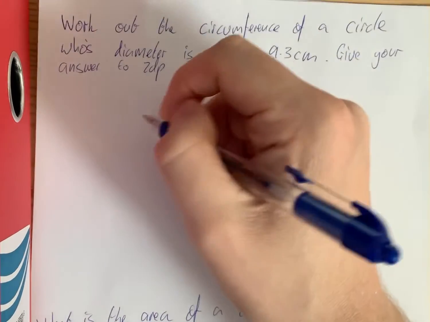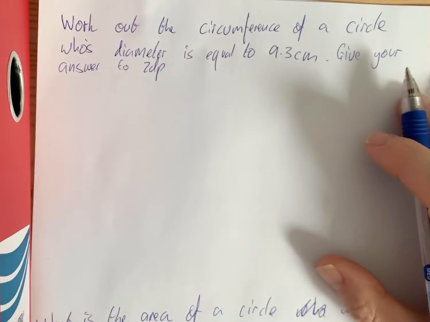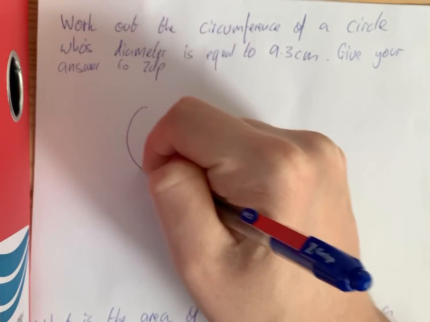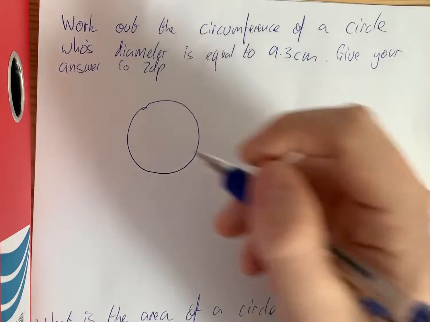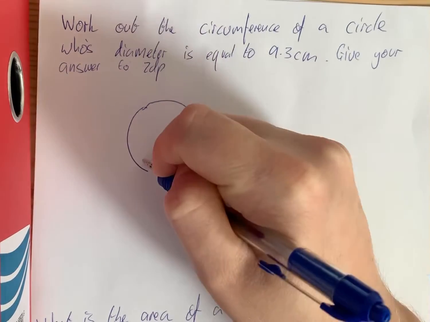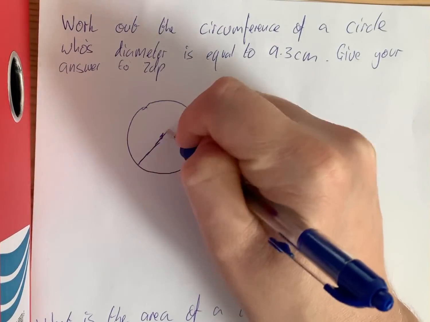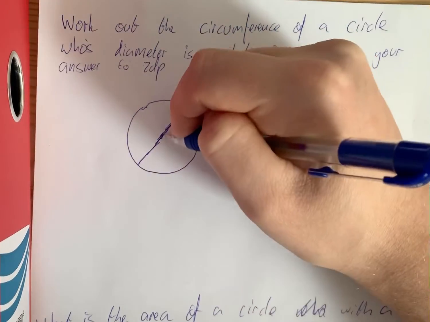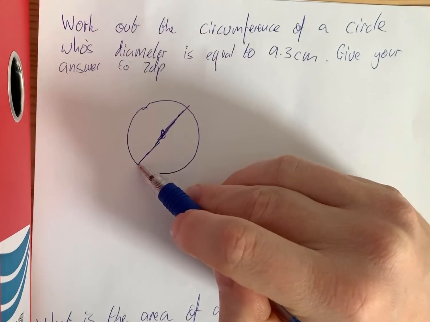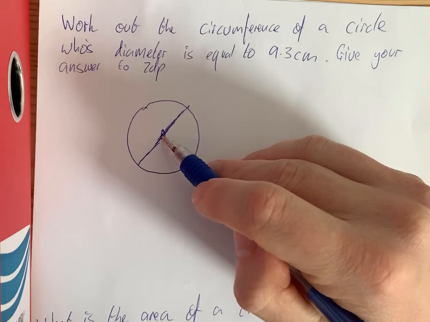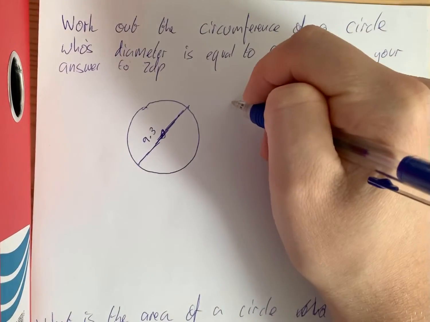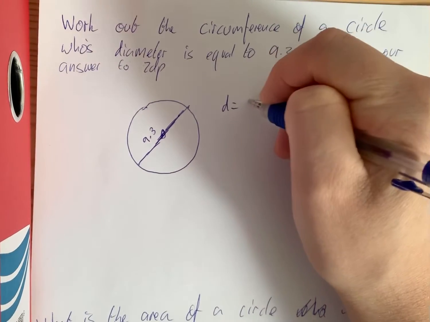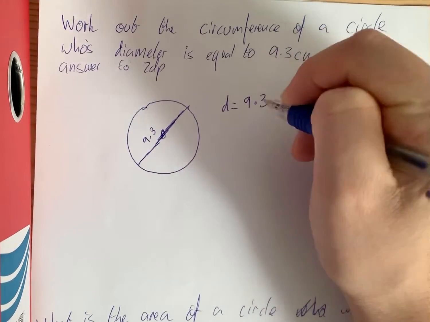I would always get in the habit of just drawing a circle. Okay, just a little sketch there. Now its diameter is equal to 9.3. So we know that diameter is the distance right across the circle from one part of the circumference to the other, going through the center. So that is equal to 9.3. And I'm just going to write here, diameter equals 9.3.